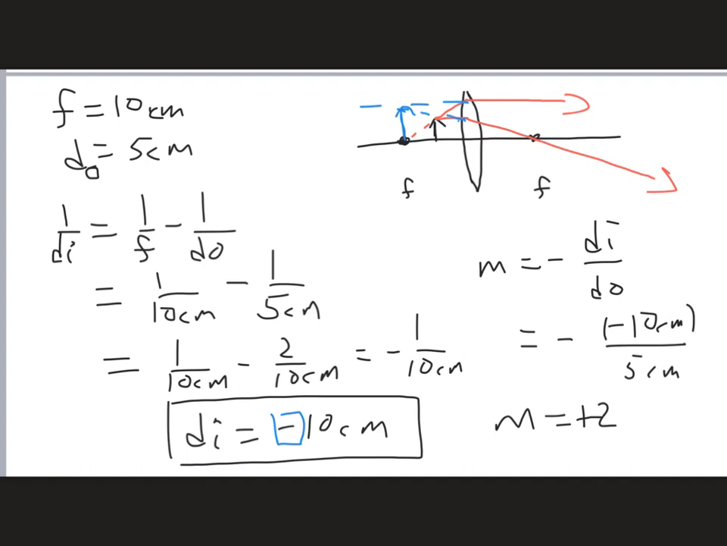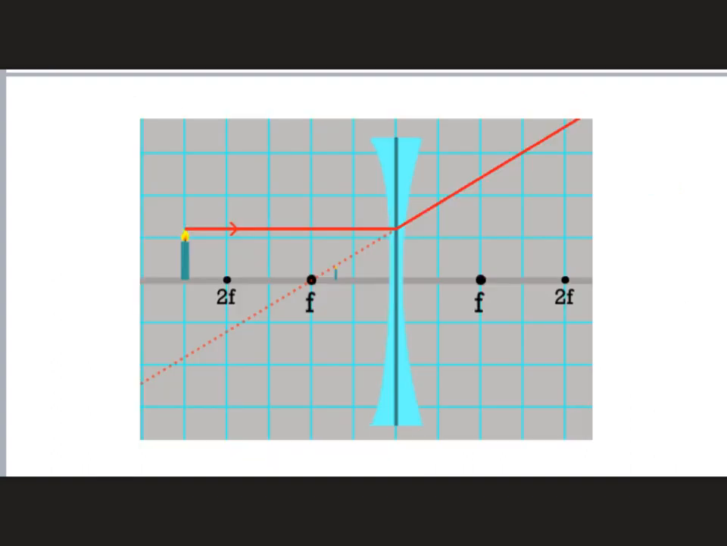So the math works just the same. The rules work just the same. So if you can understand mirrors, you can understand lenses. They follow the same approach. The next kind of lens that we want to look at is what's called a diverging lens.